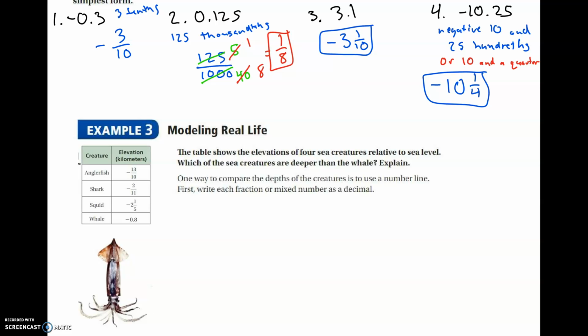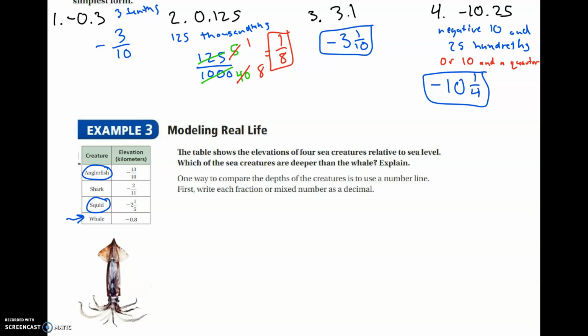This is a little bit tricky, but it's really just a bunch of simplifying. So the table shows the elevations of 4 sea creatures relative to sea level. Which sea creatures are deeper than the whale? All right, so what we're looking at is which ones are more negative than the whale. Okay, so we can automatically tell that the squid is more negative than the whale, right? Because -2 is definitely deeper than -0.8. We can also tell that the anglerfish is deeper because it's an improper fraction versus a regular decimal.